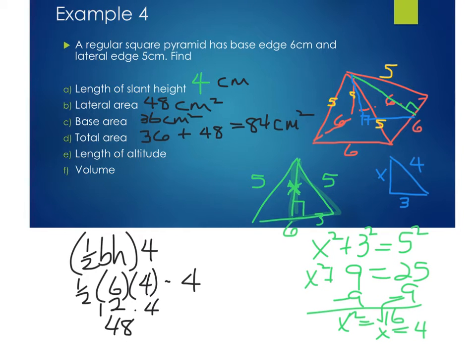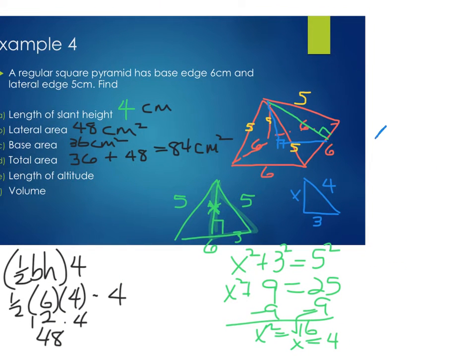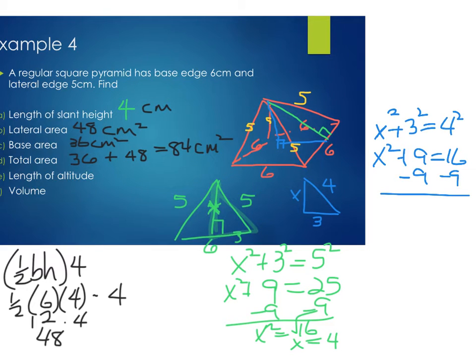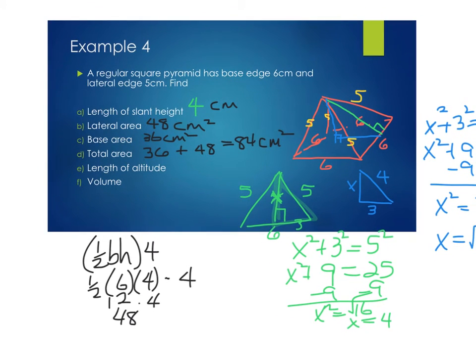So again, I'm going to do Pythagorean theorem. This time the hypotenuse is 4. It's not one of the legs. So I have to do Pythagorean theorem. It's not going to be a triple. 3 squared, 4 squared, 9, 16, subtract 9, and I get x squared equals 7. So my altitude is the square root of 7.